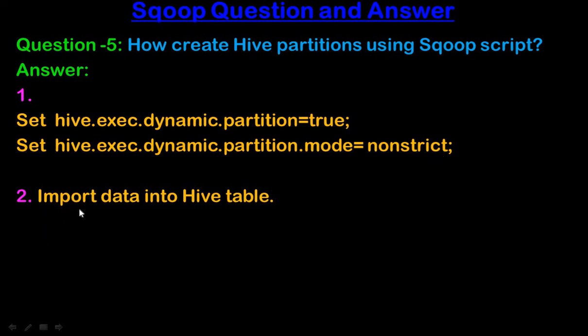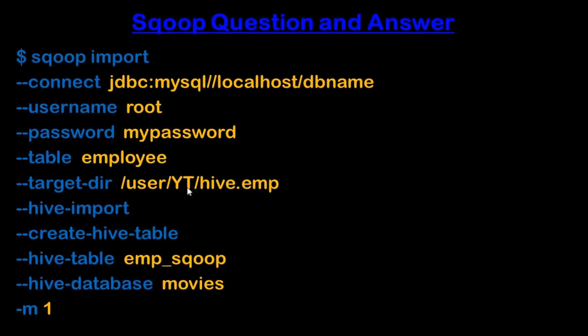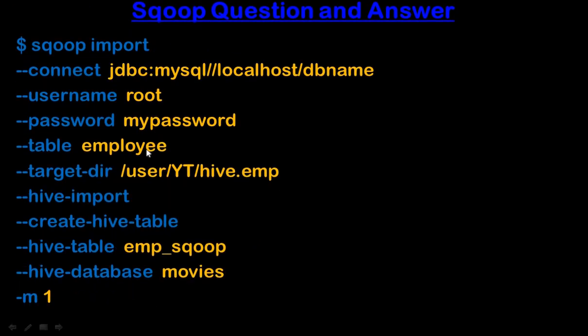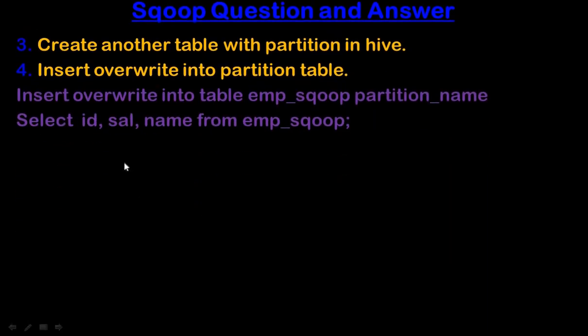And second, we import data into the Hive table, and for importing data into the Hive table we write this statement, and when we execute this statement, Sqoop will import the data. And what are the next things? Next we are doing the third point. These things are more understandable when we study partitions in Hive, but right now we can see the third point is to create another table with partition in Hive, and the fourth point is insert overwrite into the partition table.